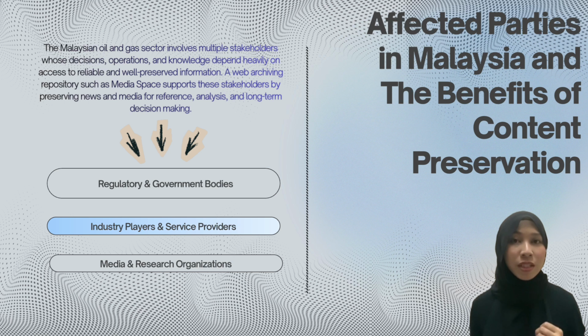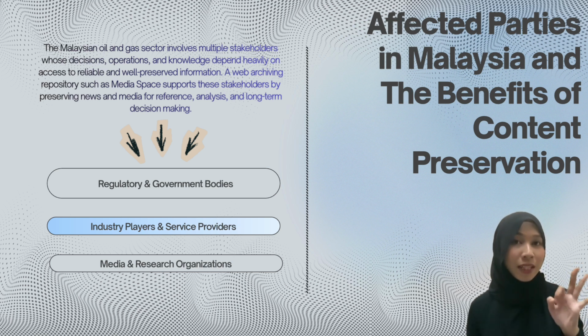The second one is industry players and service providers. National and regional leaders, including Petronas and Petros, frequently issue strategy updates that impact the entire value chain. By archiving this content, companies can document their operational history and public engagement. This repository becomes a strategic asset for competitive benchmarking and strengthening investor relations over time.